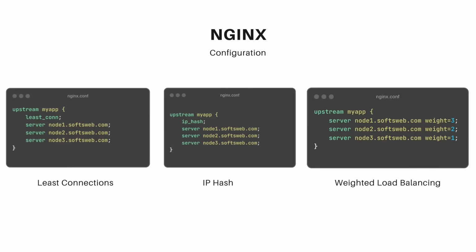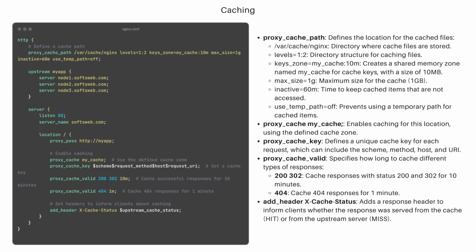To balance the load based on the number of active connections, you can use least_conn. This routes traffic to the server with the fewest active connections, making it ideal for servers with varying workloads. You can also use IP hash for sticky sessions, ensuring that requests from the same client IP go to the same server. Or weighted load balancing to direct more traffic to specific nodes. You can assign weights. Higher values mean more traffic. We also have caching configuration, where we can define multiple elements, like how long the cache should be stored, and so on. You can pause the video to go through the configuration displayed on the screen.